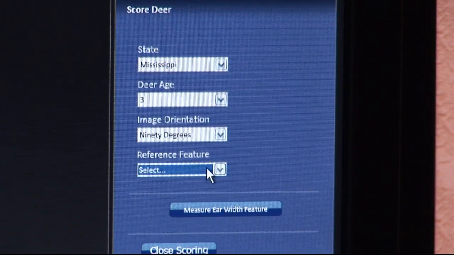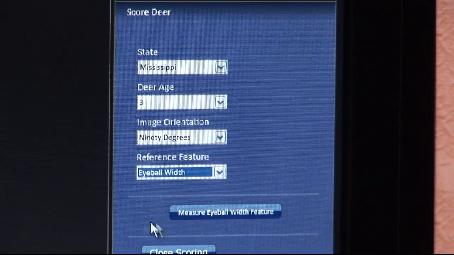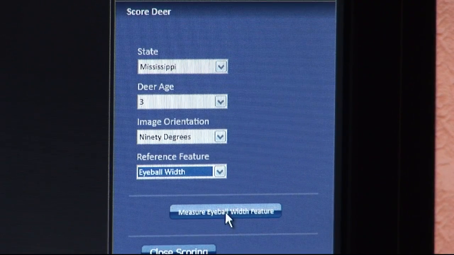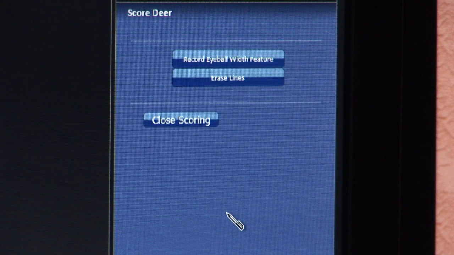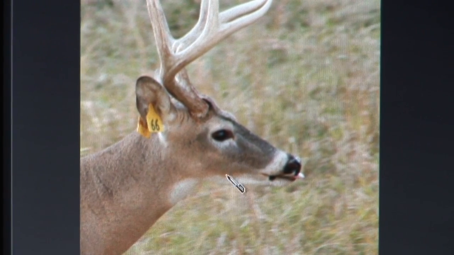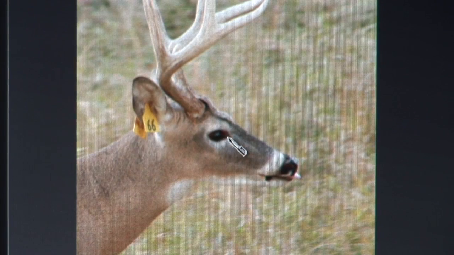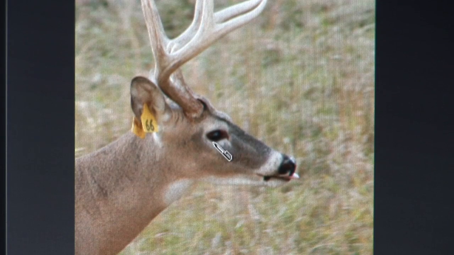For this demonstration, I will use the eyeball width for the deer. To continue, select Measure Eyeball Width feature. Here, I'm ready to measure the actual eyeball width of the deer, not the entire eye socket, which would be this measurement. I want to select the outside edges of the actual eyeball.